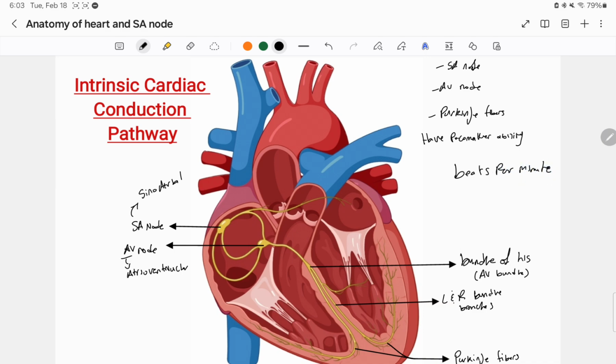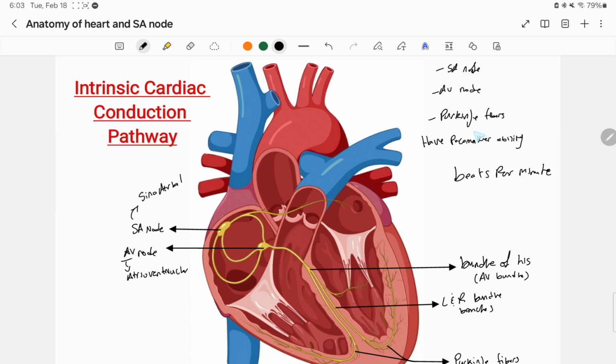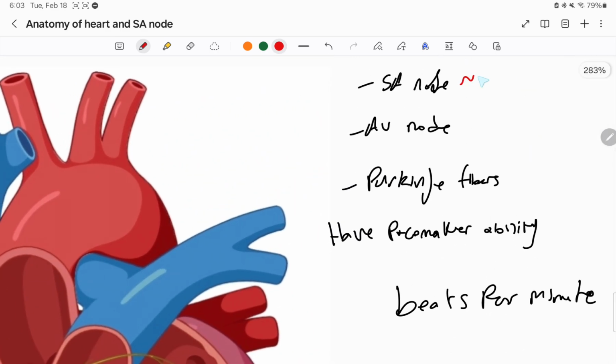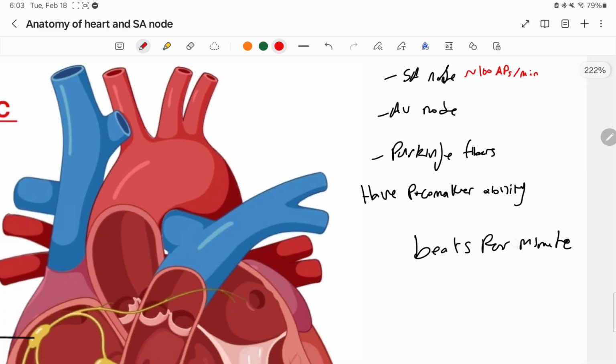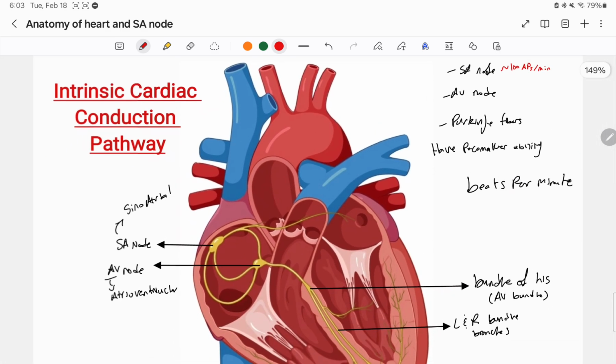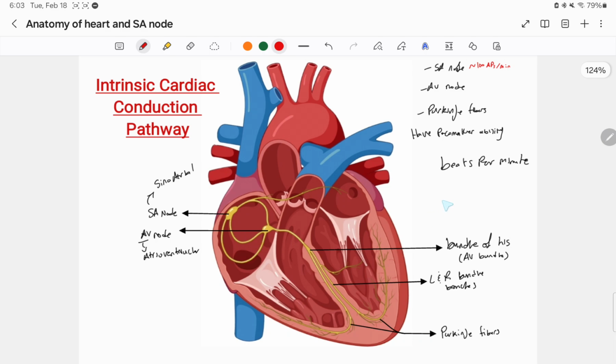Okay? So the SA node and all of these actually have a different pace that they are able to set for the heart. The SA node, for example, sets approximately 100 action potentials per minute. So guys, if the SA node generates 100 action potentials per minute, what do you think the heart rate would be if the SA node was the pacemaker of the heart?